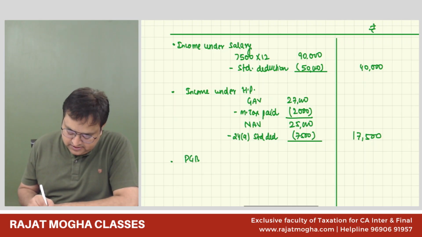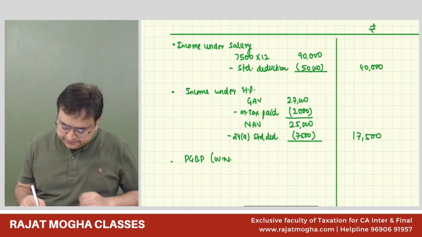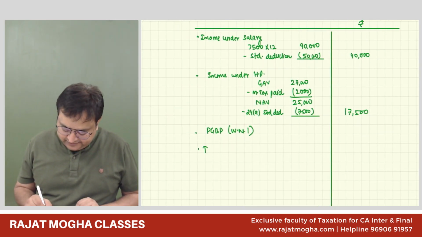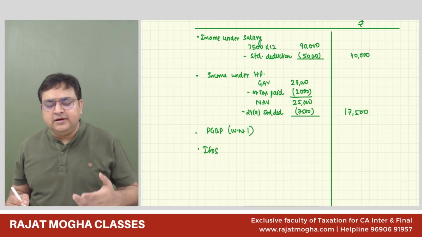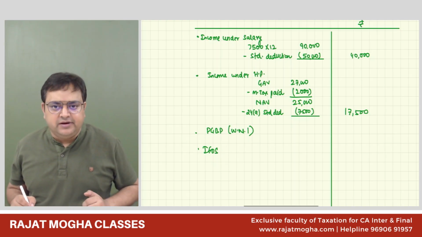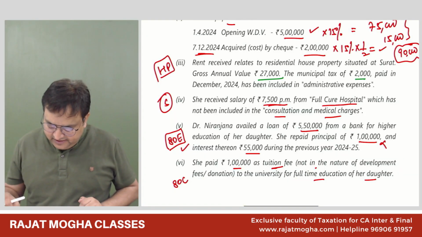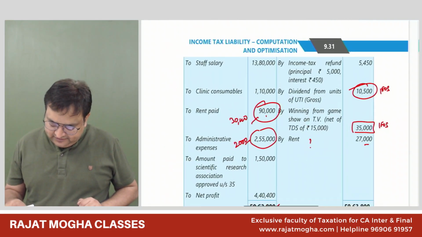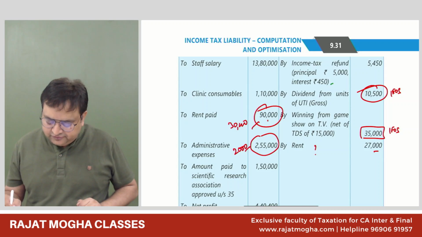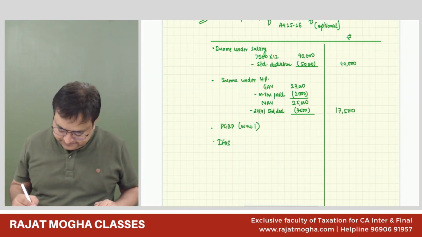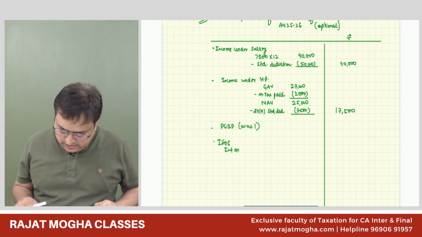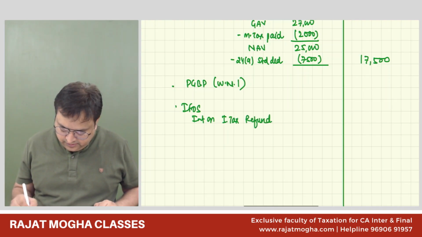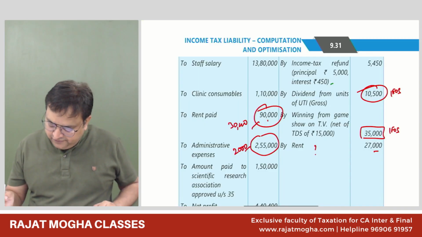Then PGBP. For PGBP, we'll make a working note. Then we have IFOS income also. Whenever you have to see the IFOS income, it is a good idea to see the credit side of your P&L account. If your credit side in your P&L account has consultation charges, this is not IFOS. Income tax refund is not IFOS, but interest on income tax refund of 450 is IFOS. So 450 is your IFOS. Do we have any other IFOS?